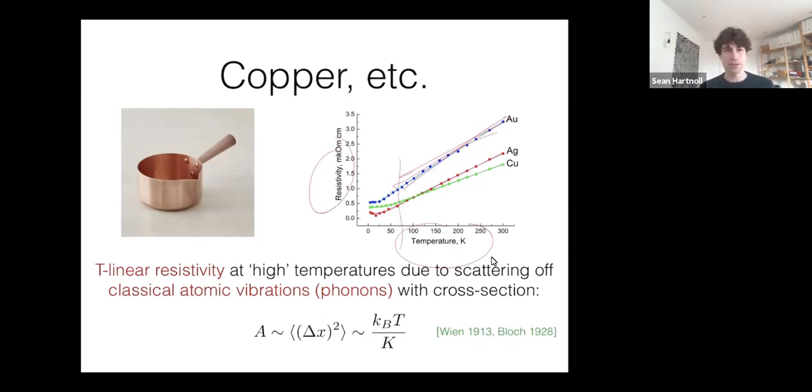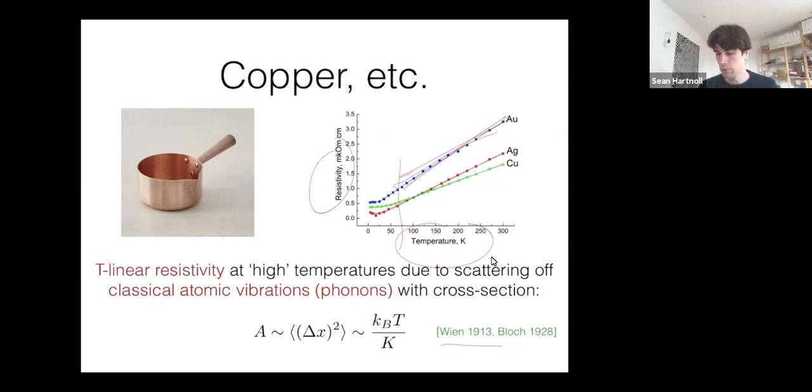Now, this T-linear resistivity has been understood for a long time. I believe it goes back to 1913. It's pre-quantum mechanics. And it just has to do with the fact that the electrons are moving through the crystal, and the atoms in the crystal are vibrating. How much are they vibrating? Well, at high temperatures, these vibrations are classical, and so they obey the equipartition theorem.